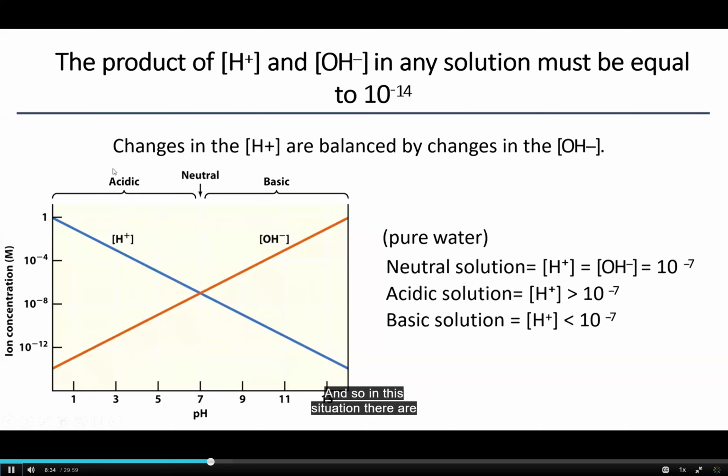In this situation, there are more hydrogen ions than there are OH ions. And still the product of these two values will equal 10 to the minus 14. If there's an increase in hydrogen ions, as is the case with low pH or very acidic pH, there is a balanced decrease in OH ions. As pH increases to a more basic number, OH ions are increasing, and so by default, H plus ions will decrease.